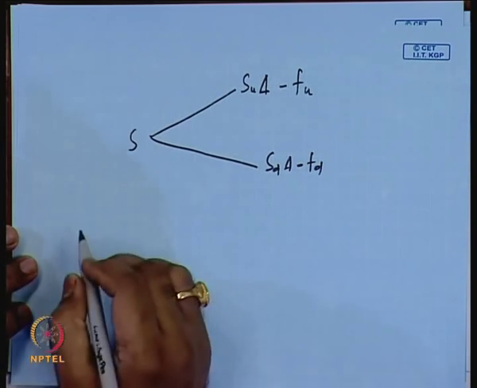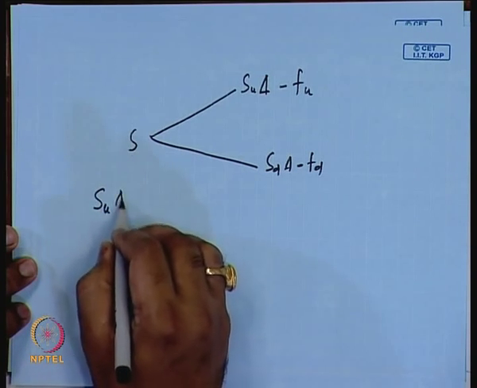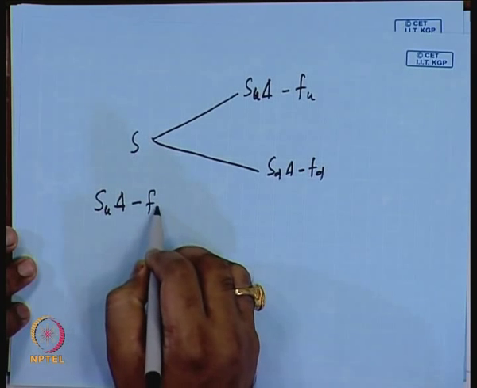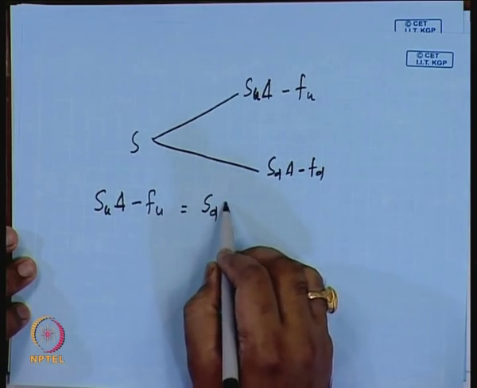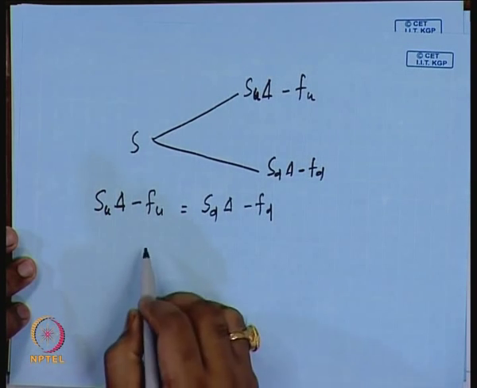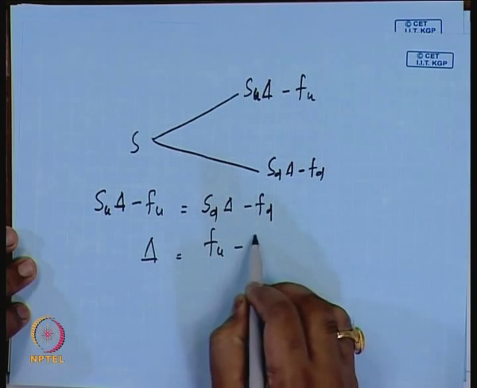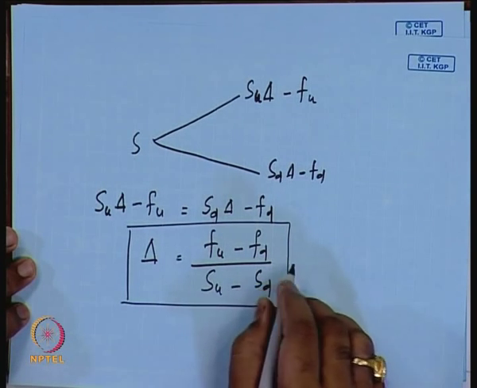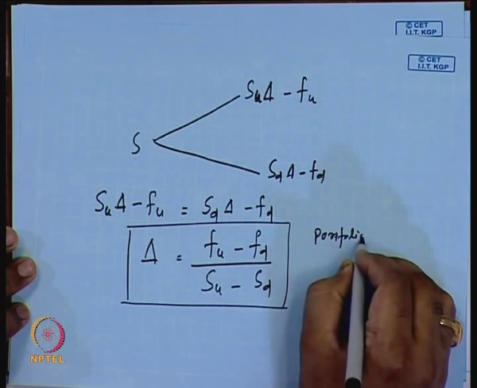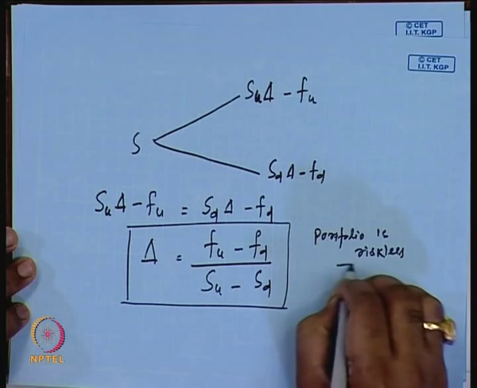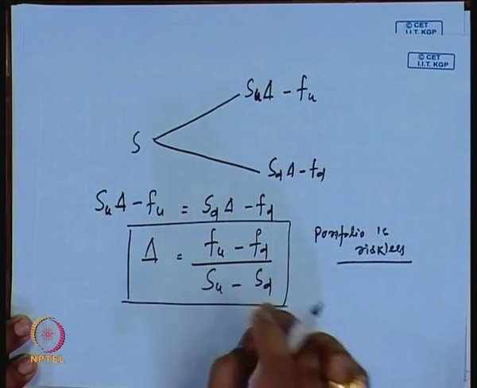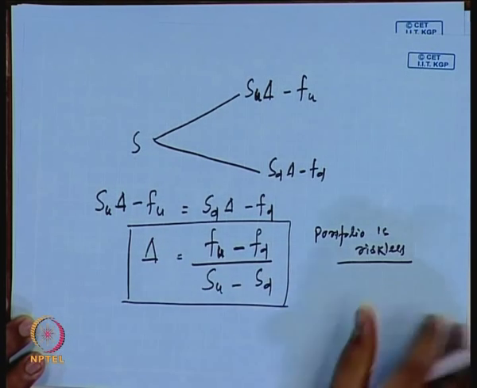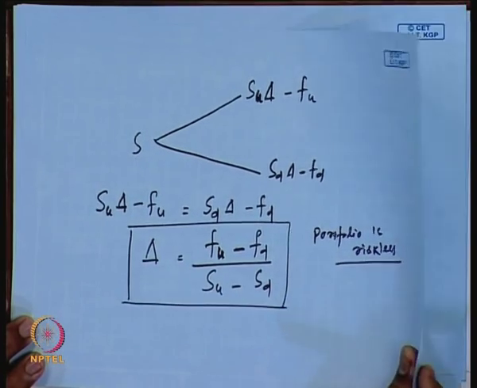The portfolio will be riskless when the change on the upper side, S_u (increase) multiplied by delta shares minus f_u, is equal to the change on the lower side, S_d (decline) times delta minus f_d. Or we can say delta is f_u minus f_d divided by S_u minus S_d. If this condition prevails, then we can say the portfolio is riskless, where S represents the stock price only.